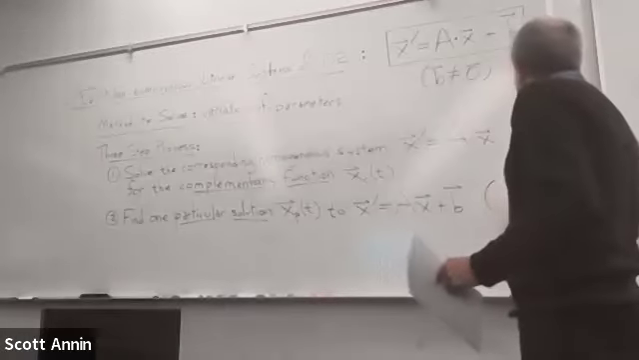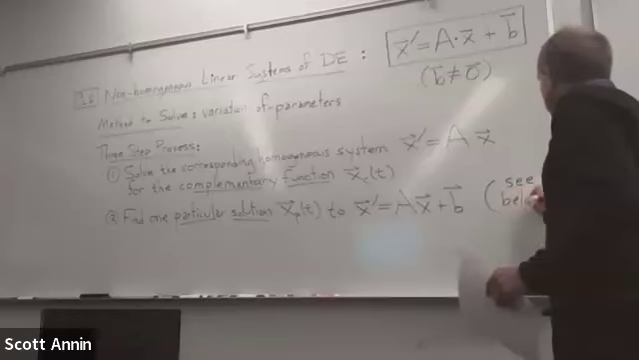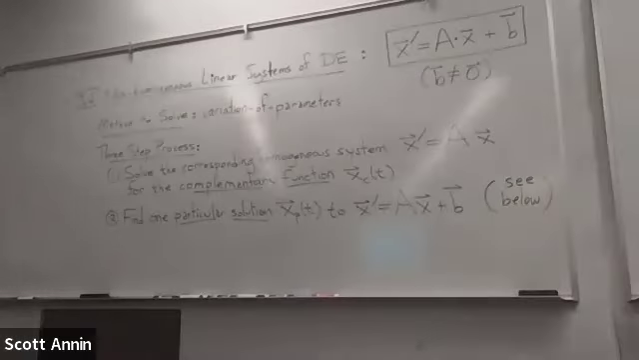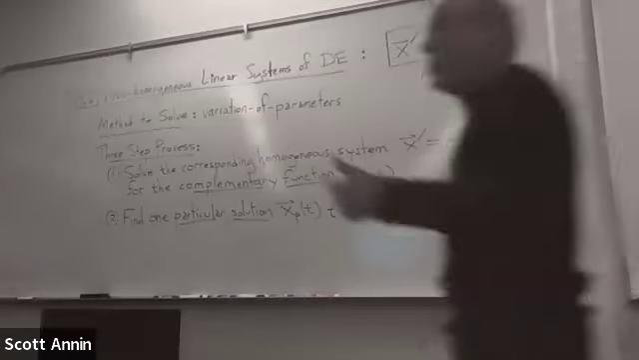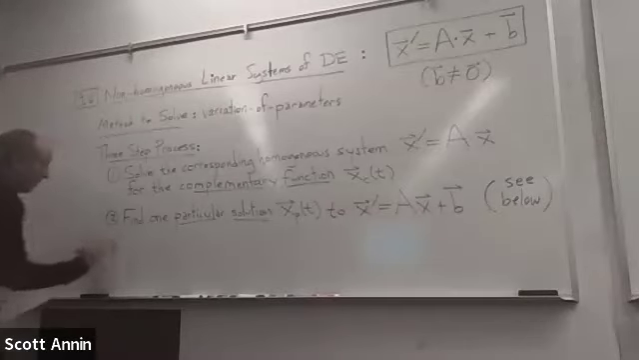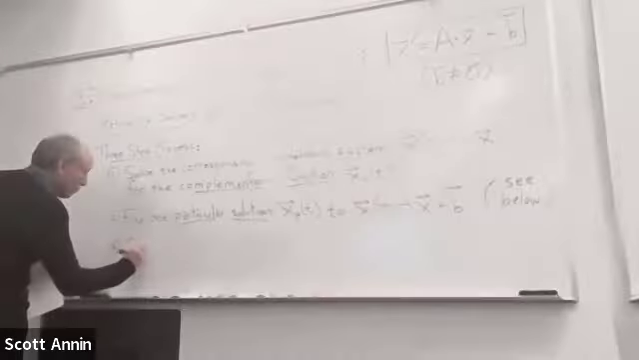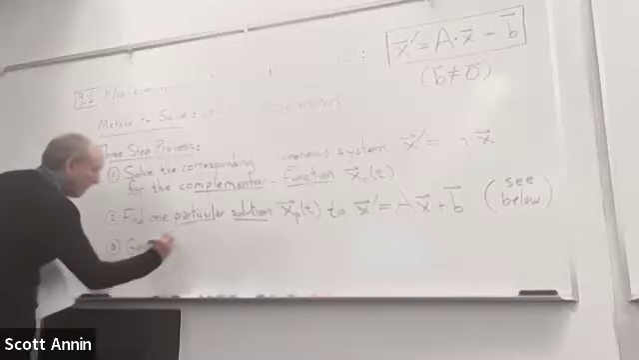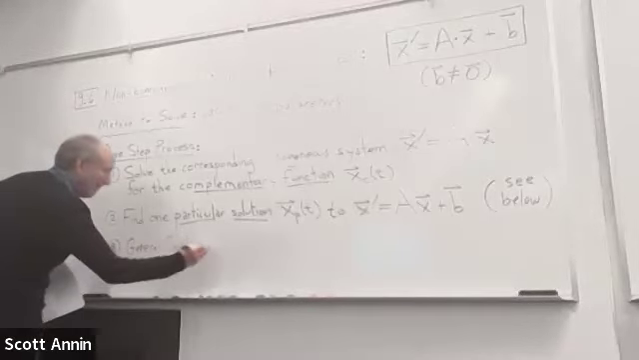And over here in your notes, you might just add c below, because this is what we're going to be explaining in just a moment, how we are going to do that part. So we have to find one particular solution to the non-homogeneous system. And then the third step is where we're going to write down the general solution. Anybody have an idea what that's going to be?